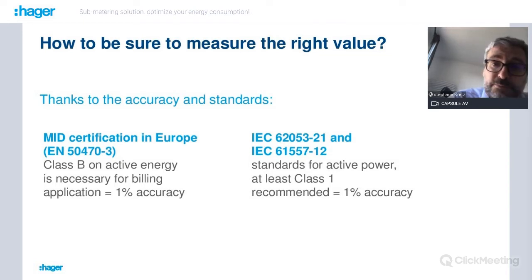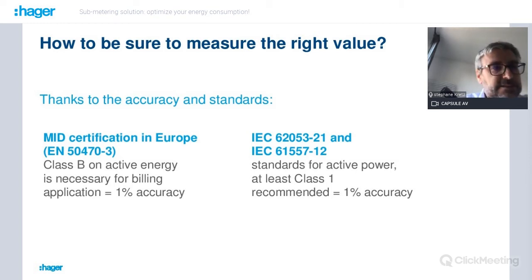So in Europe, we have the MID certification linked to this, and it's a European standard. What we recommend, and what is recommended by this MID certification, is to have class B, that is 1% accuracy on your measurement.